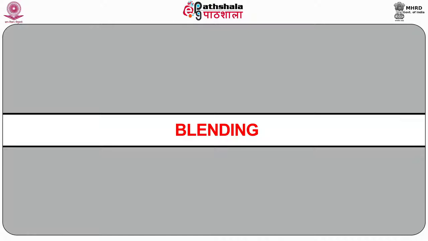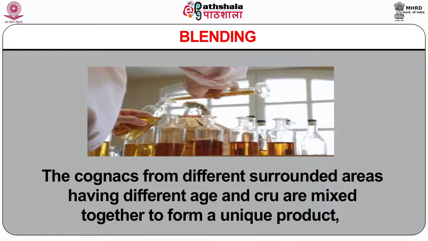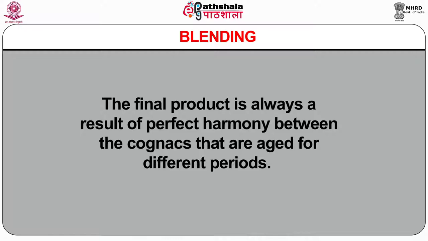During the maturation, some quantity of cognac is lost due to evaporation from the cask, which manufacturers term as angel's share. Now the next step, and a very important one, is blending. The cognacs from different surrounding areas, having different ages and crus, are mixed together to form a unique product. The final product is always a result of perfect harmony between the cognacs that are aged for different periods.